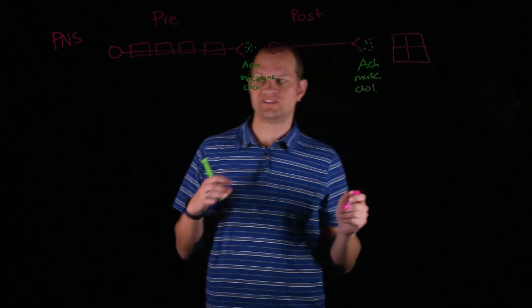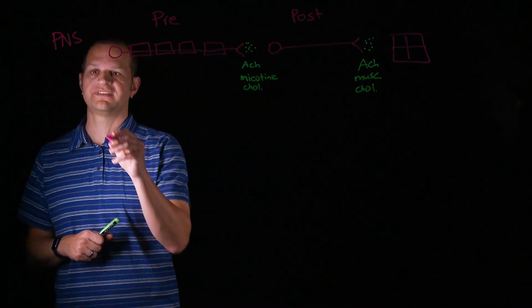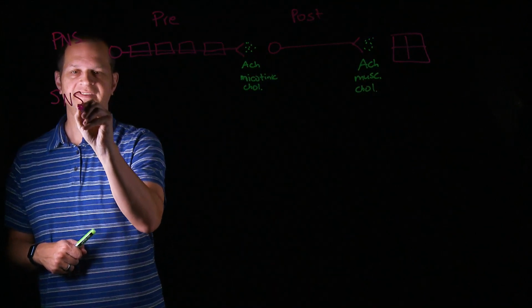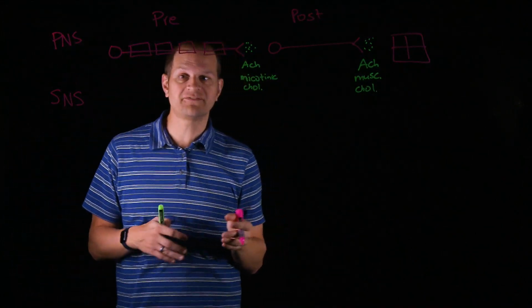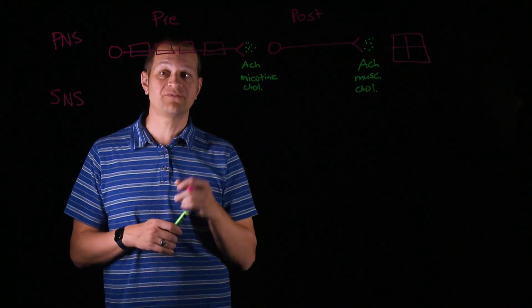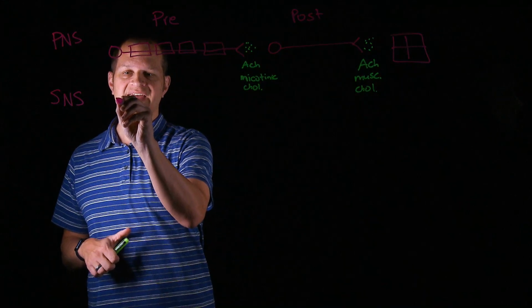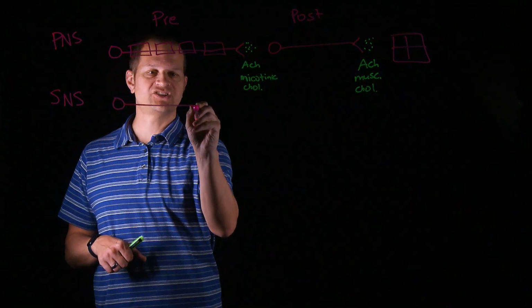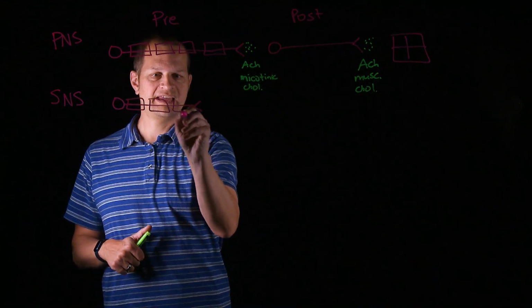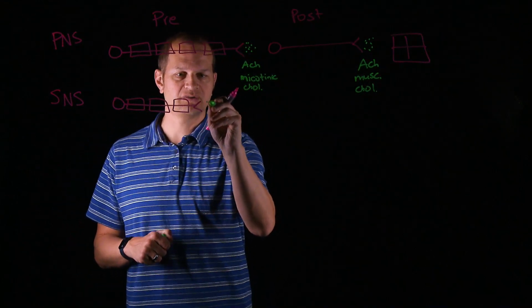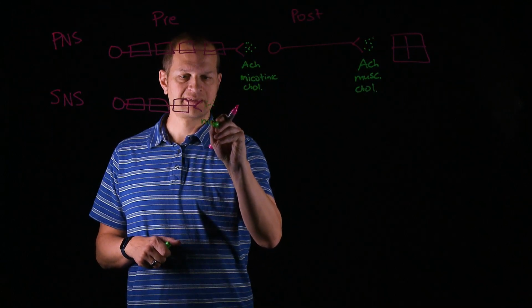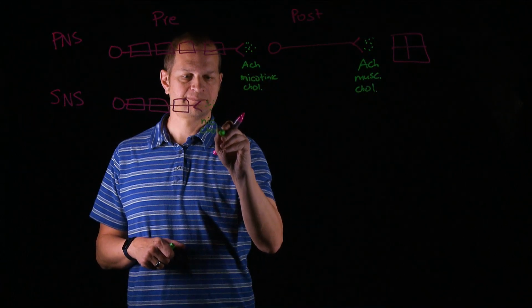Okay, so let's do the same thing, but now we're going to do it for the sympathetic nervous system. There's actually only one difference between the typical parasympathetic pathway and the sympathetic pathway for the preganglionic neuron, and that difference is it's a short neuron. So it is myelinated, and it does release acetylcholine, so green is my acetylcholine, and it's also a nicotinic cholinergic receptor.